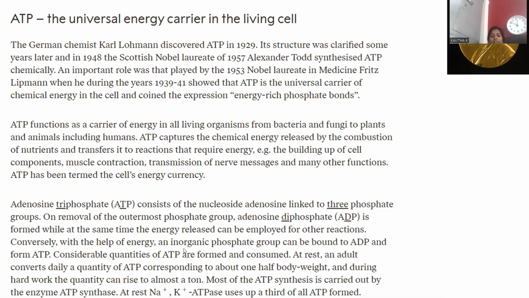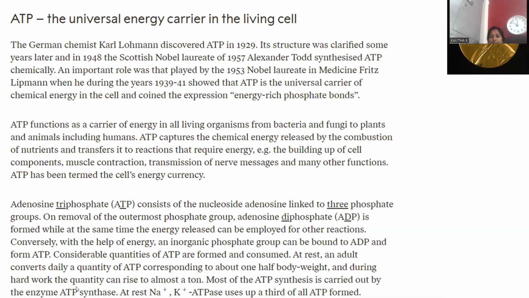Conversely, with the help of energy, an inorganic phosphate group can be bound to ADP to form ATP. This is a kind of reversible process. Restoration is always possible. Otherwise, the energy balance would become difficult. So if ATP is not restored to that extent, what happens? Energy imbalance is possible. We are not able to do whatever we have to do. Considerable quantities of ATP are formed and consumed even at rest. An adult converts daily a quantity of ATP corresponding to about half of body weight.